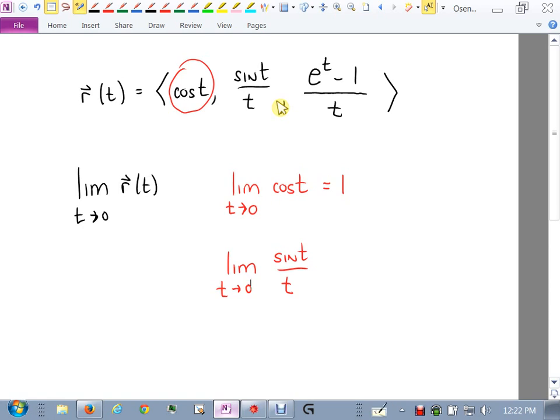Now, what if you didn't know that was 1? What's another thing? I think I heard someone say it. Yeah, L'Hopital, right? L'Hopital's rule?